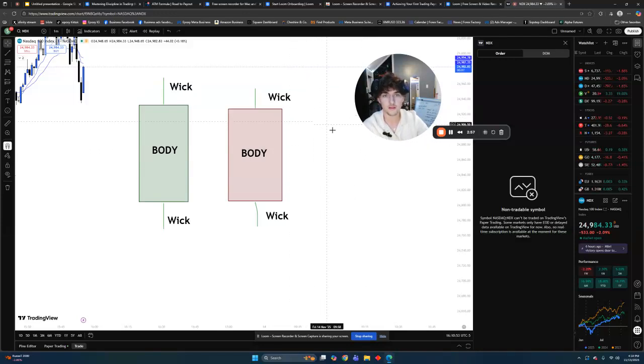Candlesticks tell the story. That's literally, candlesticks are the most basic thing that you need to learn what they do. You need to learn candlestick patterns, okay? This is a bullish candlestick, this is a bearish candlestick.